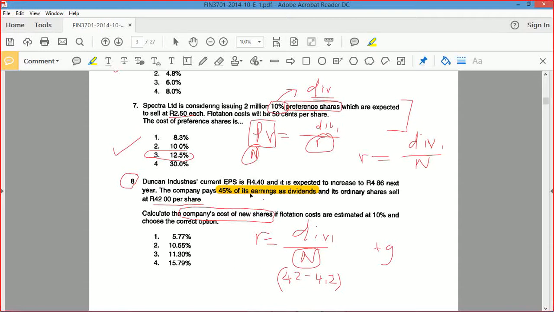Okay, so which one would you use, the 4.86 or the 4.40? Well, what does the equation use? Div 1 or div 0? Calculate both, to get the growth, I mean. Well, that's if you're looking at G, but I'm looking at div 1, so it would be the 4.86. This would have been time 0, this would have been time 1. Current EPS is 4.40, expected increase to 4.86 next year. Next year is T1. Okay, so it's 1 Rand 98. That's the current dividend, for T0. You don't want T0, you want D1, which is T1.